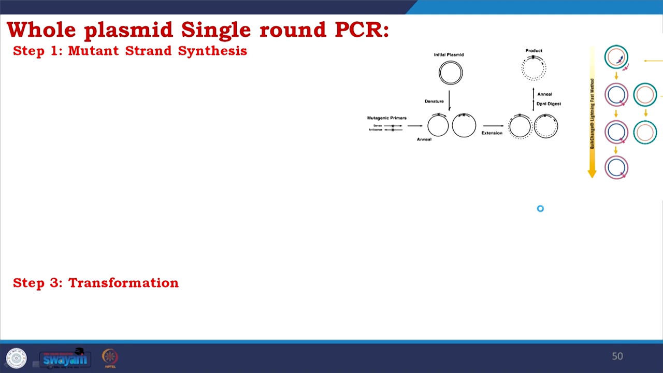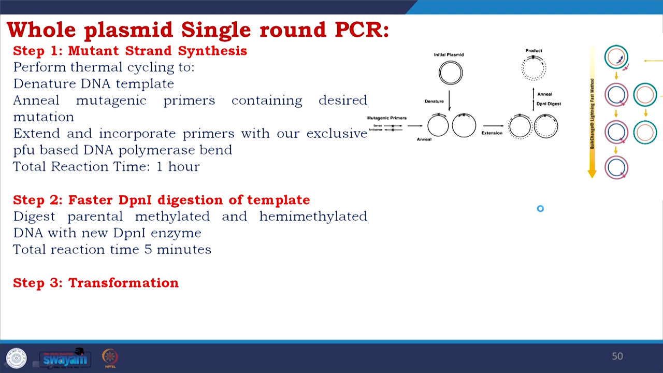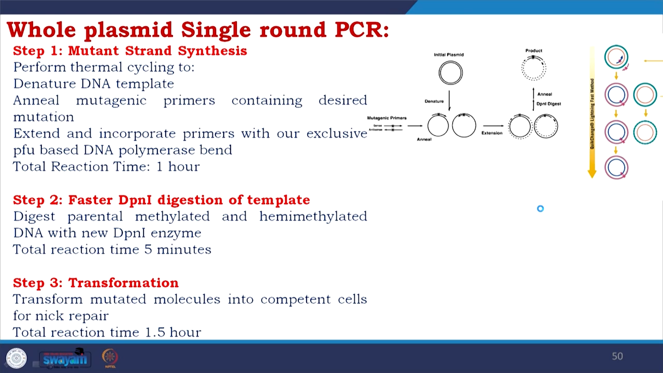So, in step 1, mutant strand synthesis, perform thermal cycling to denature the DNA template, anneal the mutagenic primers containing the desired mutation, extend and incorporate primers with our exclusive PFU based DNA polymerase blend, and your total reaction time is 2 hours. Then you digest with DpnI, because you have the mixture, so you digest the parental methylated and hemimethylated DNA with the DpnI enzyme. The total reaction time is 5 minutes. At the end, in step 3, you transform the mutated molecule into competent cells for nick repair, which is a reaction time of 1.5 hours, and by this you make the whole plasmid single round PCR.